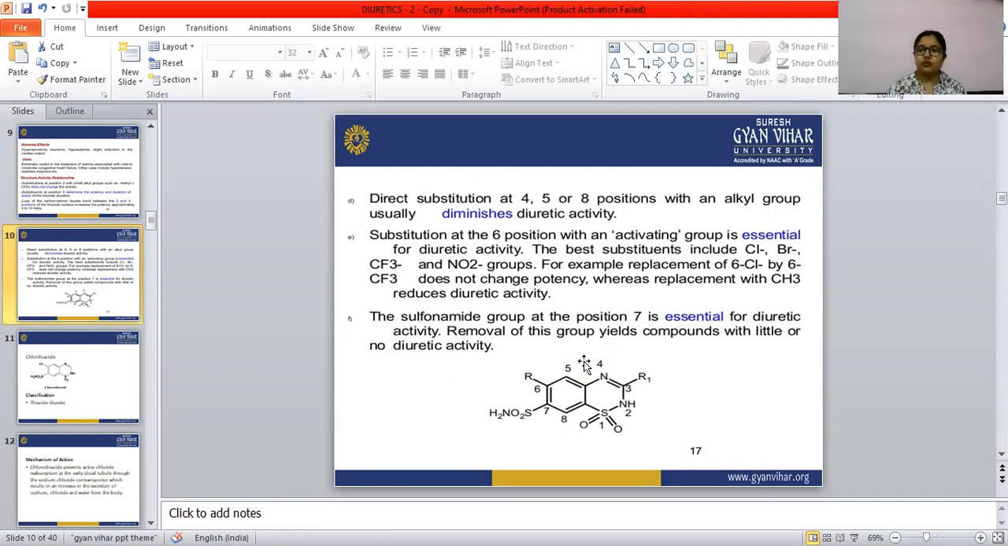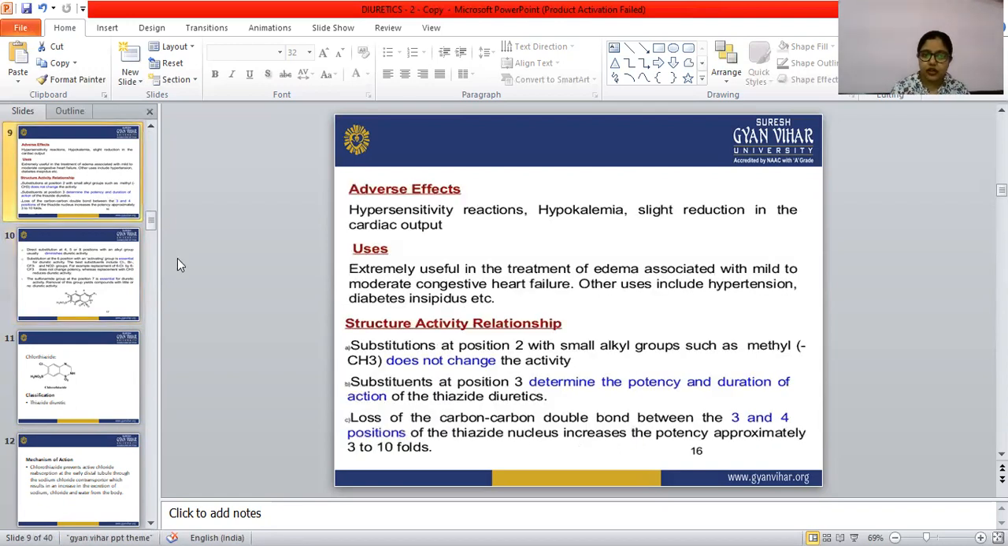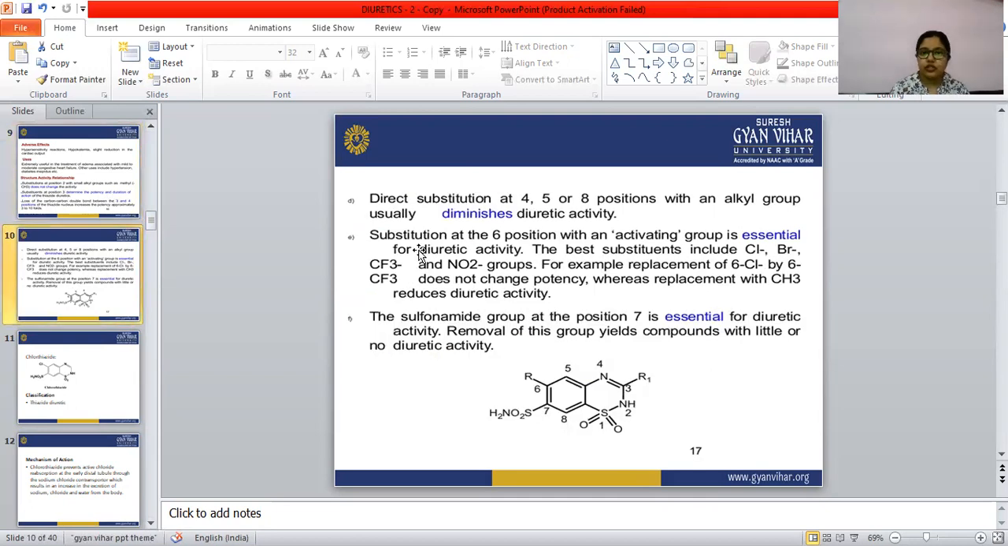Okay, loss of this double bond increases the potency of the drug 4 to 10 folds more. Okay, so we have covered 3 points here. Then the 4th point is direct substitution at the 4, 5 and 8 positions.